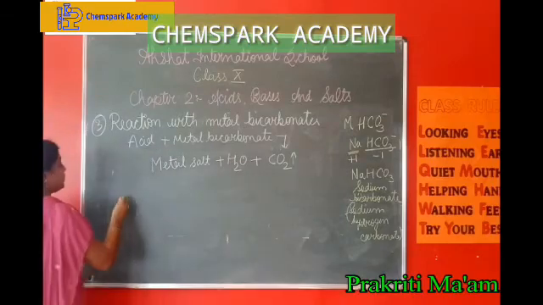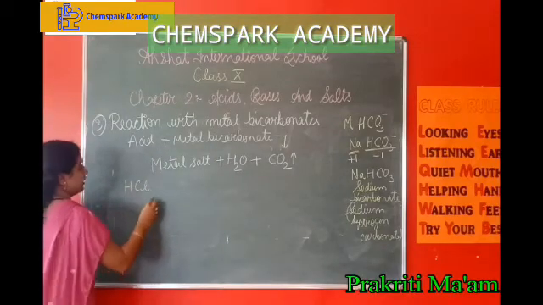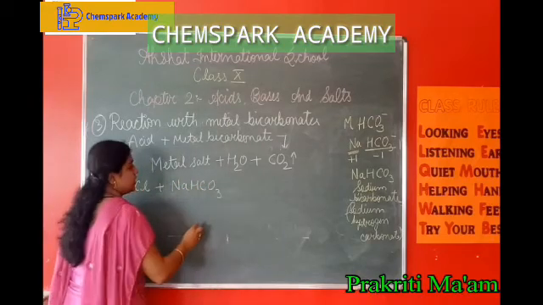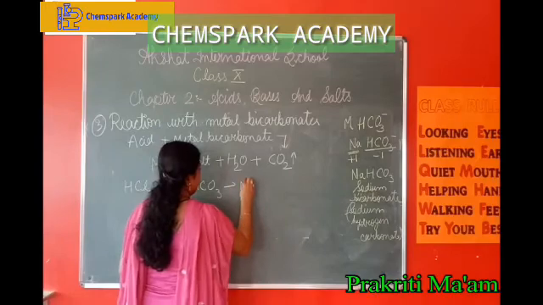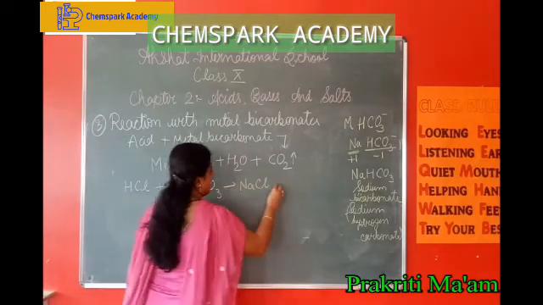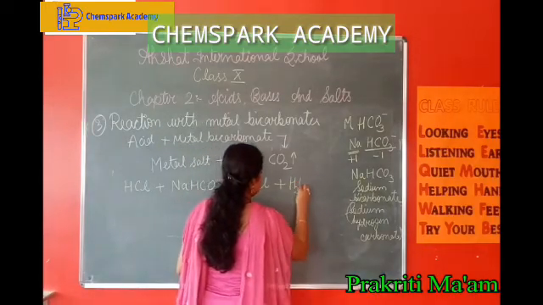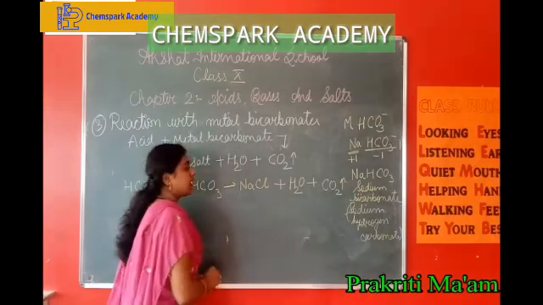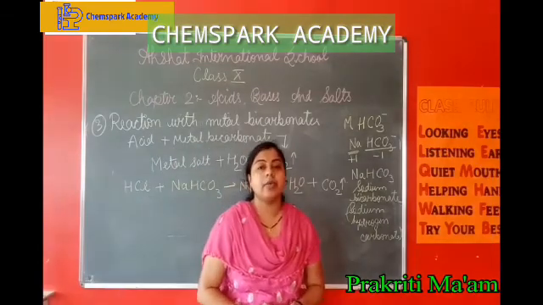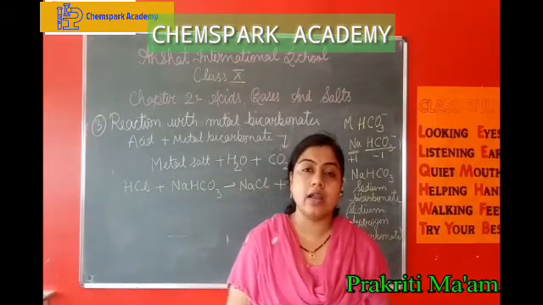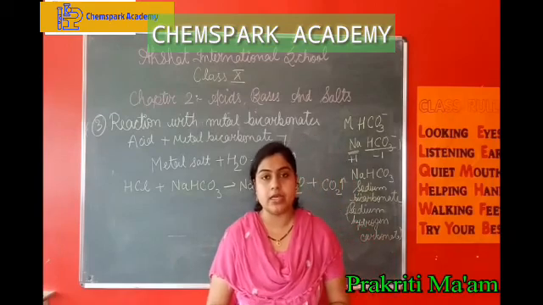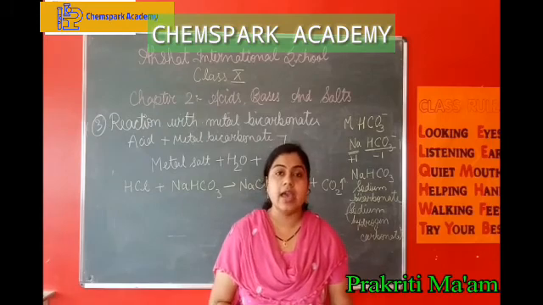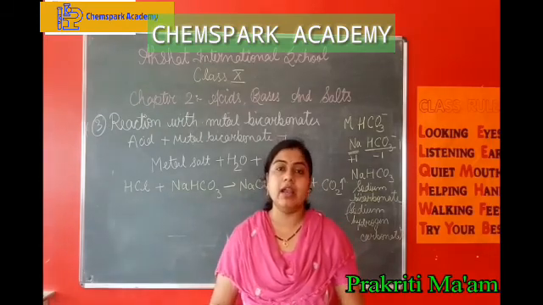We'll just see the example which we have taken. We have taken hydrochloric acid, we have taken sodium bicarbonate, that is NaHCO3. So we'll have NaCl, that is sodium chloride, plus H2O plus CO2 gas is released. That is brisk effervescence of carbon dioxide gas. These are the three main chemical properties of the acids. In the next chapter, we'll study about bases, their physical and chemical properties.